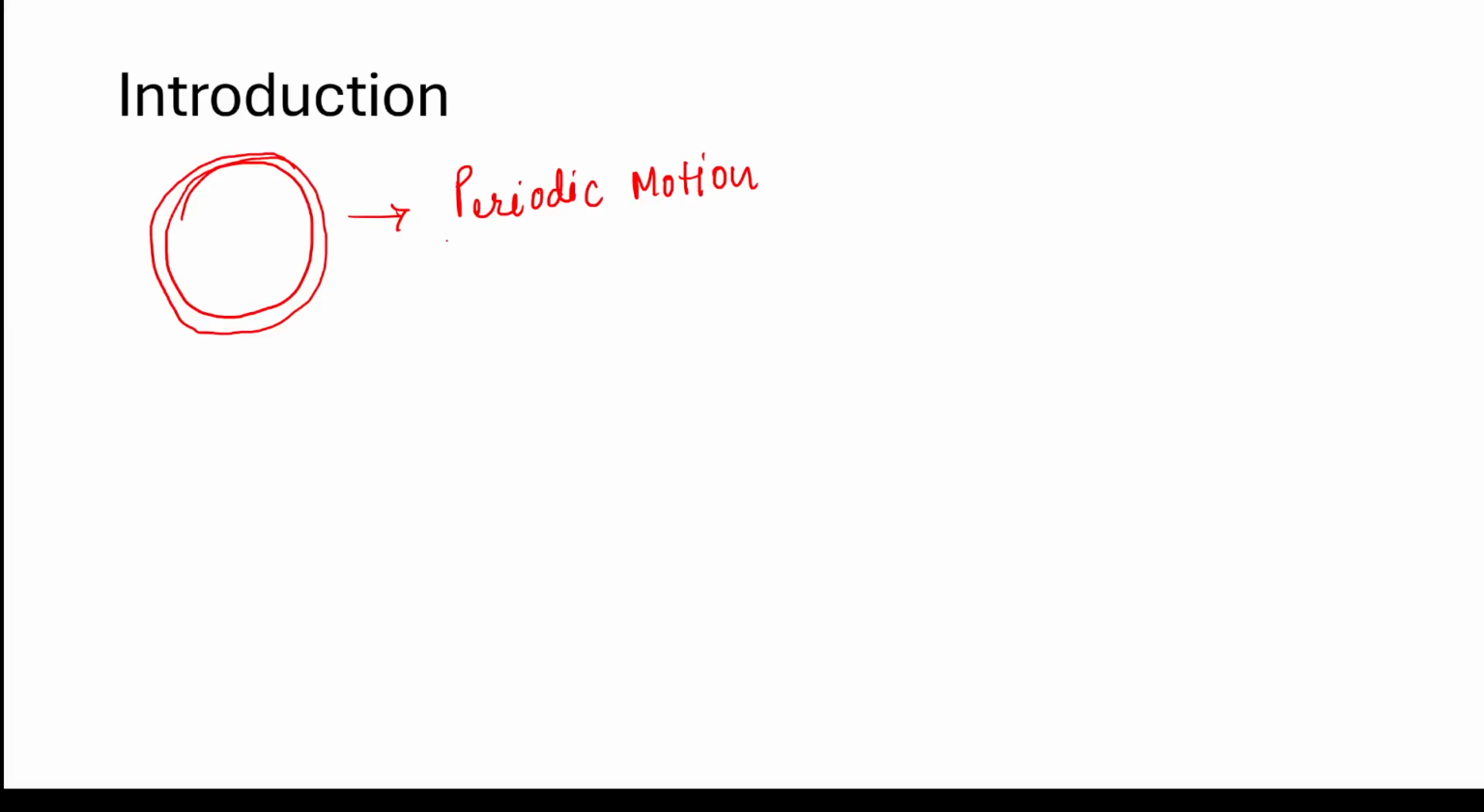So let's get started. An introduction to SHM. If a body repeats its motion after a regular interval of time, its motion is called periodic motion. For example, the motion of the Earth around the Sun is a periodic motion. Any motion that is repeated after a regular interval of time is called periodic motion.